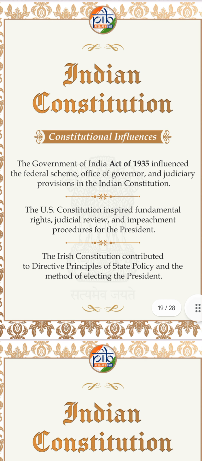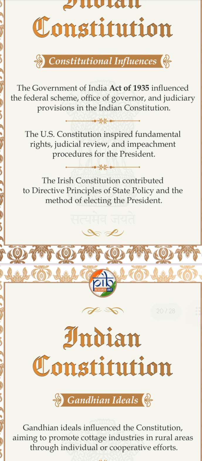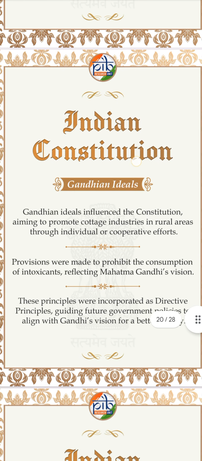Lastly, the constitutional influences. The Government of India Act of 1935 influenced the federal scheme, the office of governor and judiciary provisions in the Indian Constitution. The US Constitution inspired fundamental rights, judicial review, and impeachment procedures for the president. The Irish Constitution contributed to directive principles of state policy and the methods of electing the president.